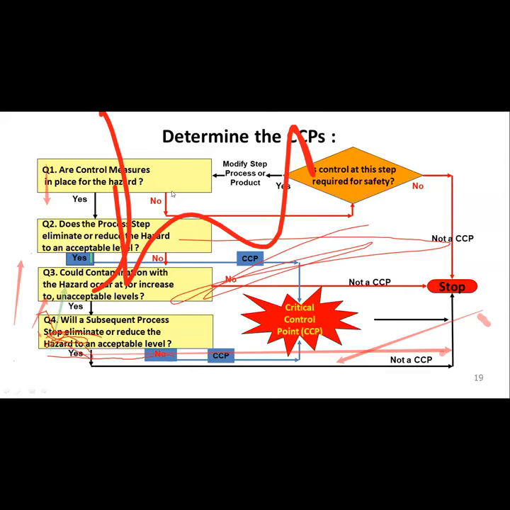How can we differentiate between critical control point and critical limits, with an example? Critical control point and critical limits. A critical control point is the process or step at which we need to eliminate or reduce the hazard to an acceptable limit.